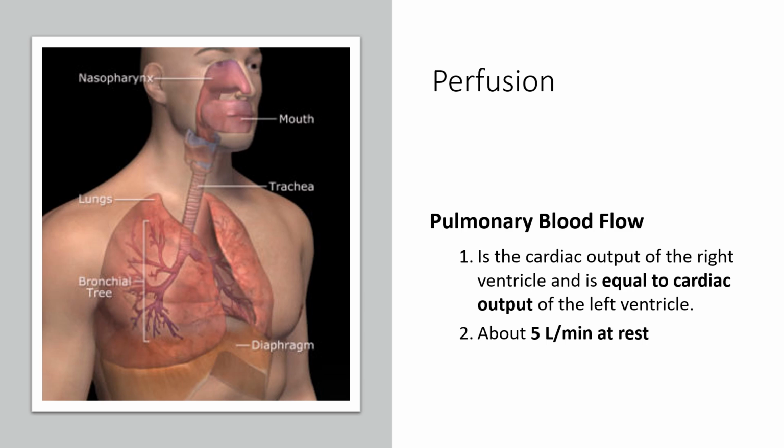Let's go to perfusion. Pulmonary blood flow is the cardiac output of the right ventricle and is equal to the cardiac output of the left ventricle. It is about 5 liters per minute at rest.